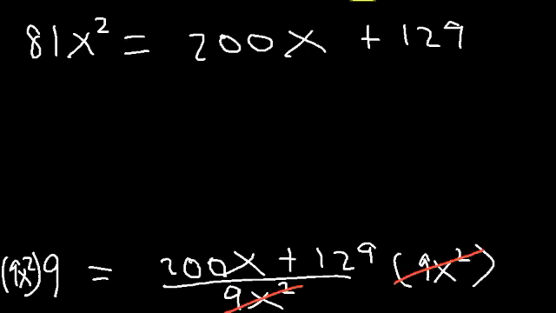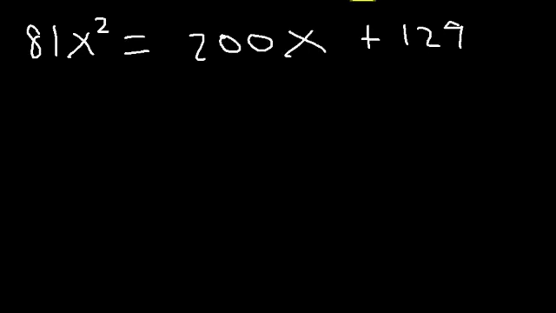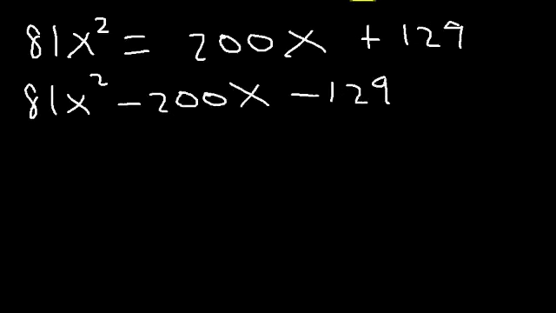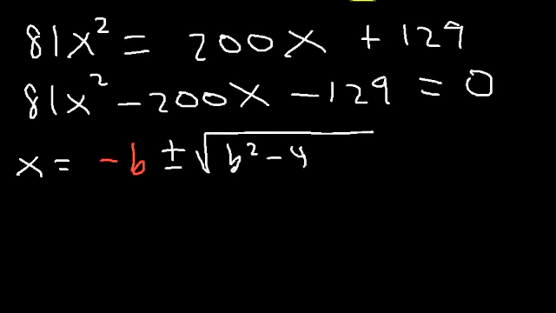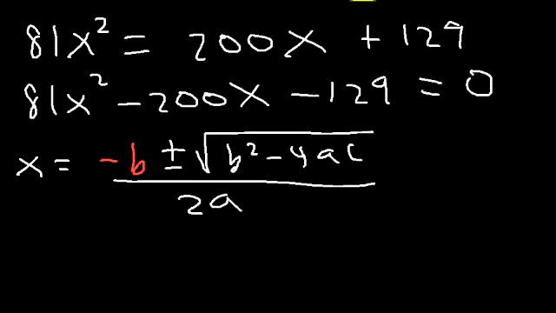The good thing about this problem is we don't have a cubic function. We have a quadratic function. So we can always use the quadratic formula to solve it. So this is 81x squared minus 200x minus 129. You can try to factor this expression, or you can use the quadratic formula. Let's use the quadratic formula. It's x is equal to negative b plus or minus the square root of b squared minus 4ac, divided by 2a. So a is 81, b is negative 200, c is negative 129.